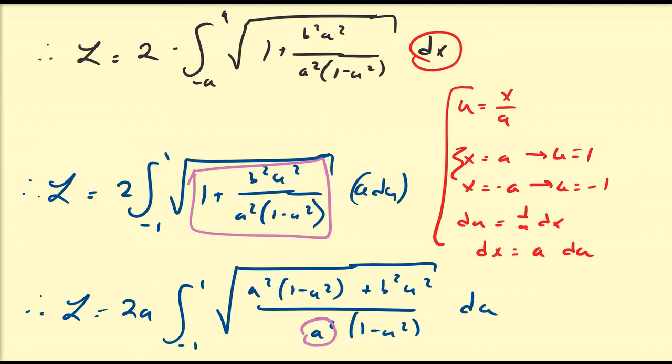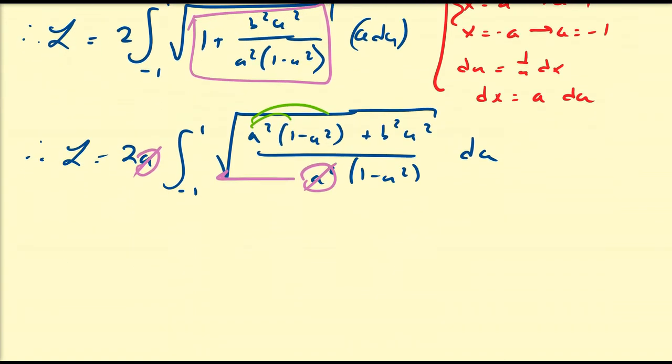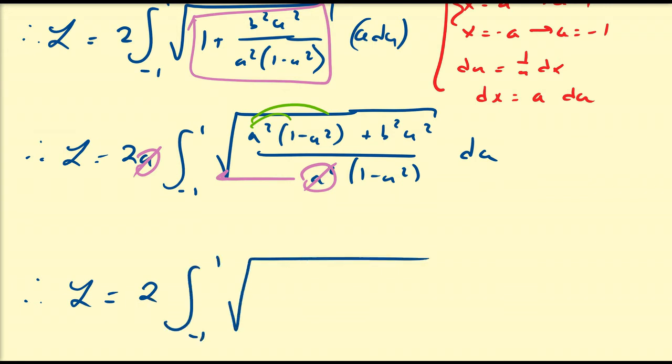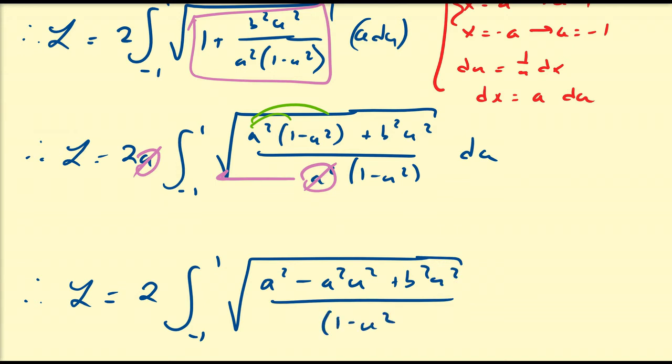Alright, so I'm going to factor out this a squared outside the radical and cancel with this a. And I'm also going to distribute this a squared into this parentheses on the inside. So once I do that, I have L is going to be equal to 2 times the integral from minus 1 to 1 of the square root of a squared minus a squared u squared plus b squared u squared all over 1 minus u, the quantity squared, du.